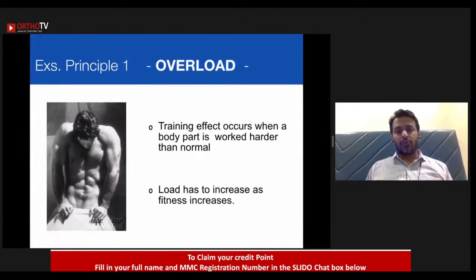So before we go on to what happens, we should touch upon certain exercise principles. One is overload. Training effect occurs when the body part is worked harder than normal, and load has to increase as fitness increases. So any abnormal increase in load will cause injuries, as well as no increase in load will not increase their fitness. So it goes parallel, hand in hand.